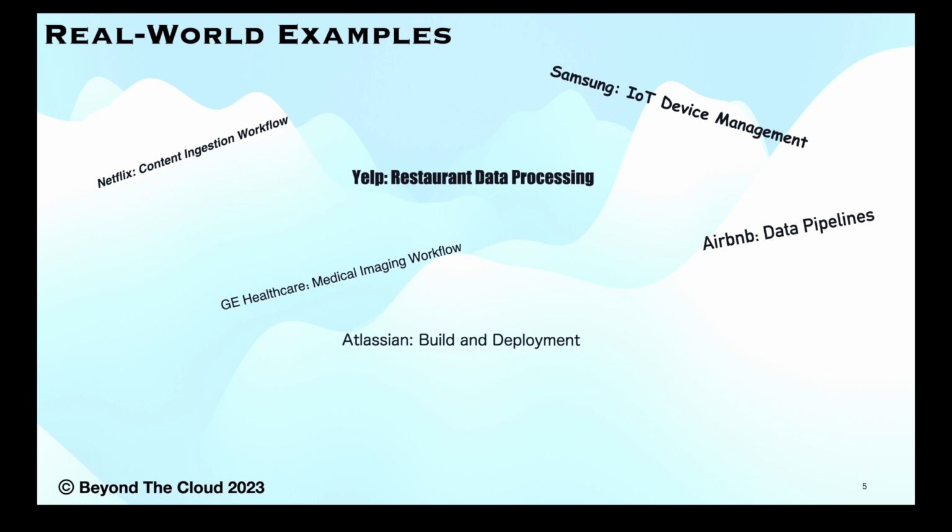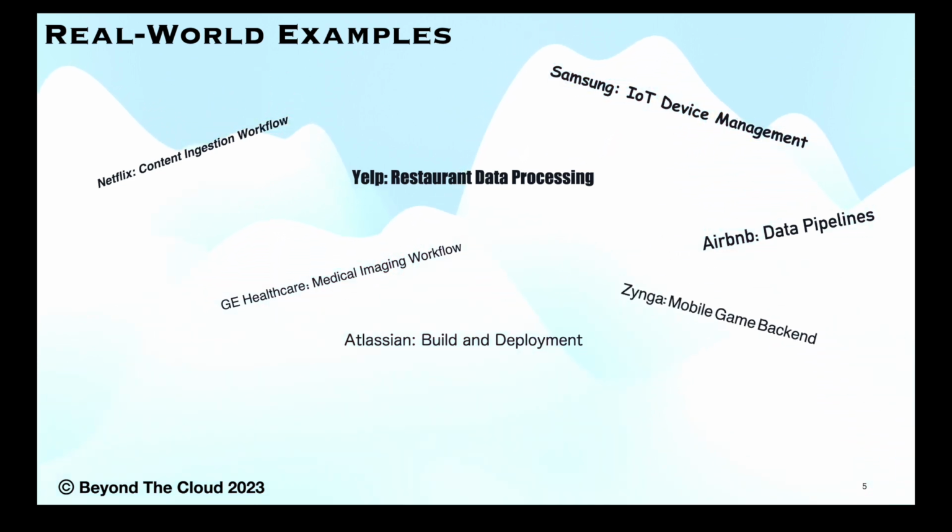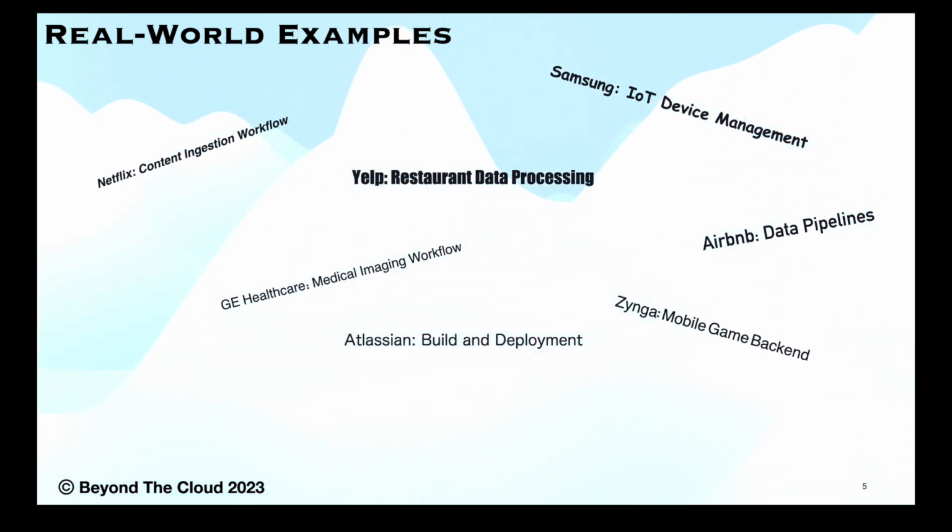The next one is Atlassian. I hope you all know about Atlassian. This company behind popular software tools like Jira and Confluence employs AWS Step Functions in its build and deployment process. Step Functions help automate and streamline the software build, testing, and deployment pipeline, ensuring product updates are delivered faster with fewer errors.